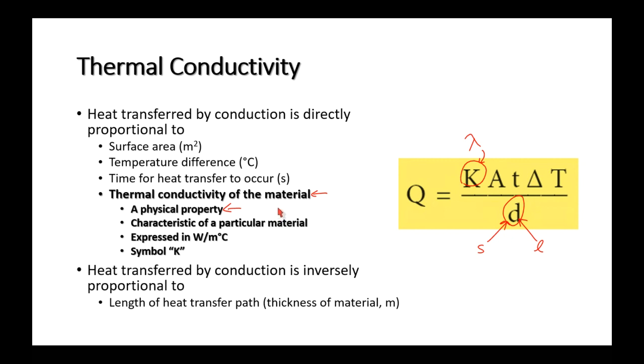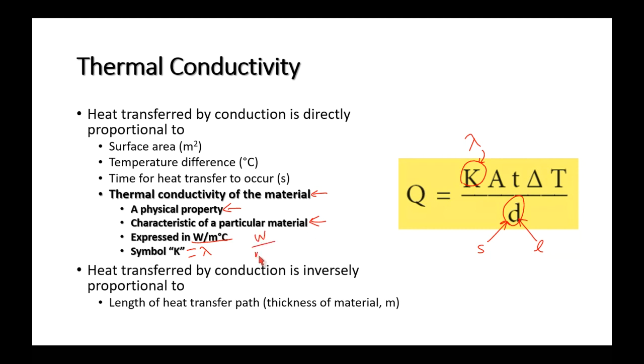So for example, is it fiberglass insulation? Is it asbestos? Is it calcium silicate? Whatever. Every particular insulating material from a particular manufacturer, and part of this is based upon the manufacturing method, is going to have its own unique thermal conductivity. So it's a characteristic of a particular material. And the unit for the thermal conductivity is watt per meter Kelvin.